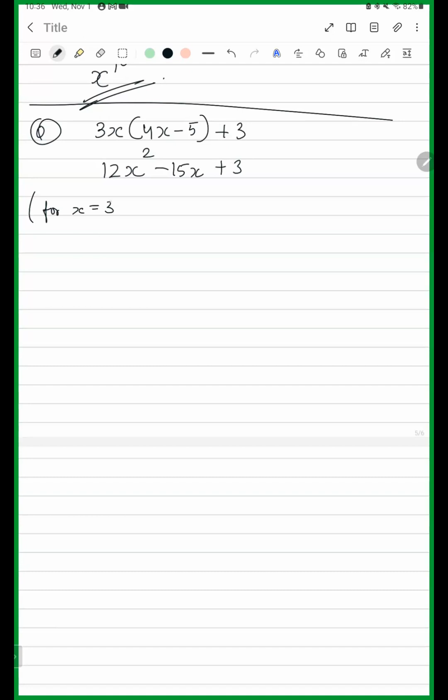What does it become? 12 multiplied by 9. Very good. Minus 15 multiplied by 3. Then plus 3. So this becomes 108.